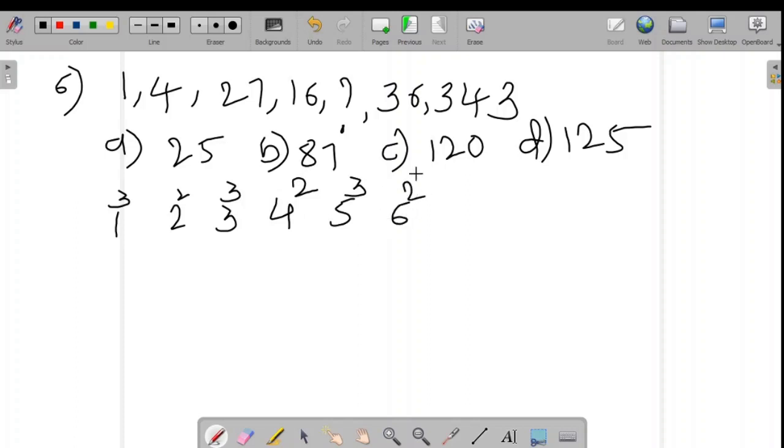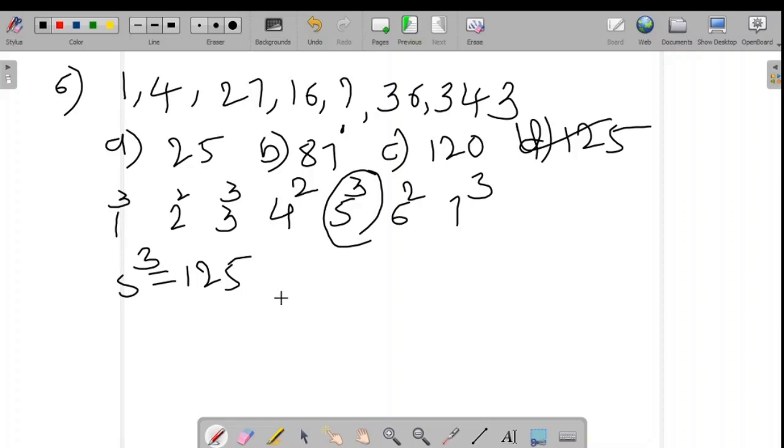Again, 6 square is 36, right? 7 cube is 343. So 5 to the power cube, what is 5 cube? 5 cube is 125. 125 should be the correct answer. Option number D is the correct answer. Let us move on to next question.